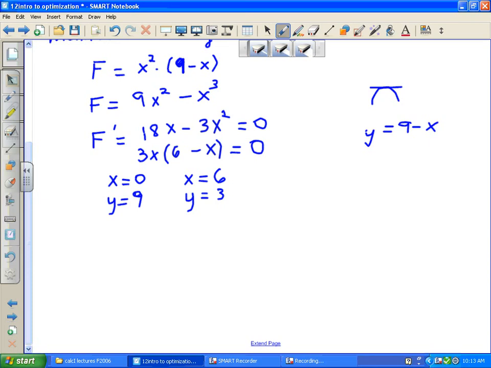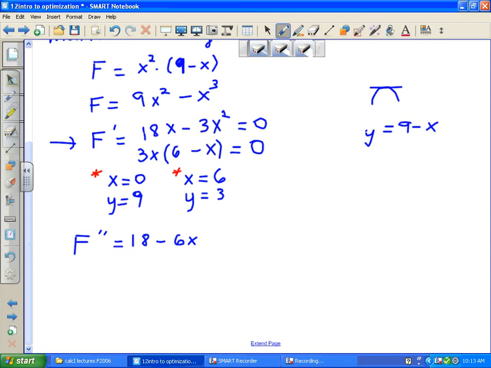So let's go to step number 4, where you check the second derivative of the function. What is the second derivative of this function? Take it from here, differentiate it one more time. Derivative of 18x is 18. Derivative of negative 3x squared is negative 6x. Now, this is not going to be positive everywhere or negative everywhere, because there's an x in it. So what we should do is, the two values that we got up here, one at a time, let's plug it in.